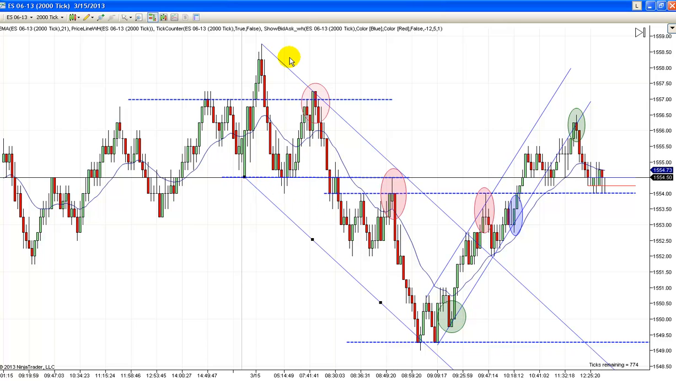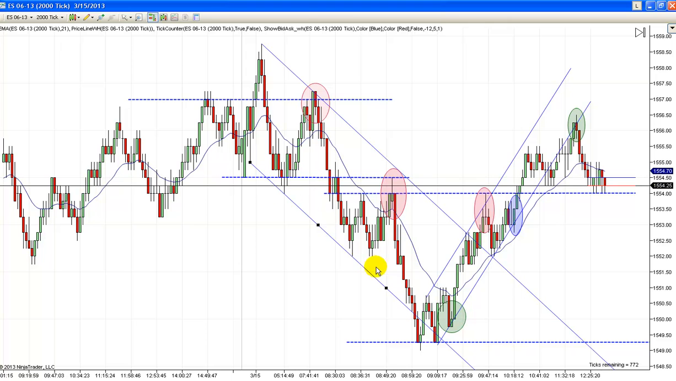You might have drawn it across here, so you might have been looking at this higher. This didn't really get confirmed until down here, so you may not have had this. It's kind of hard to say.